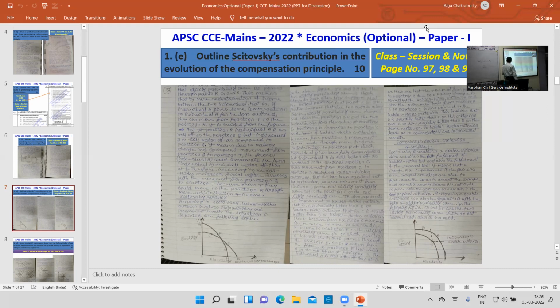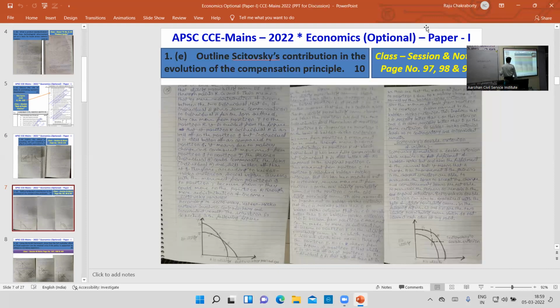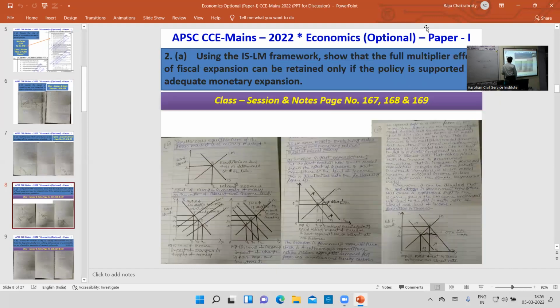Now come to the 2A. 2A question will be: using the IS-LM framework, show that the full multiplier effect of fiscal expansion can be realized only if the policy is supported by adequate monetary expansion.